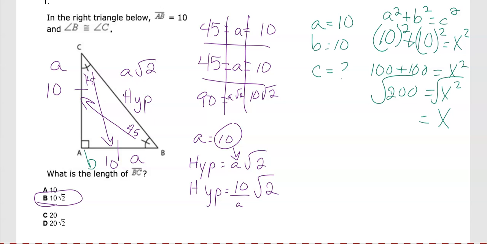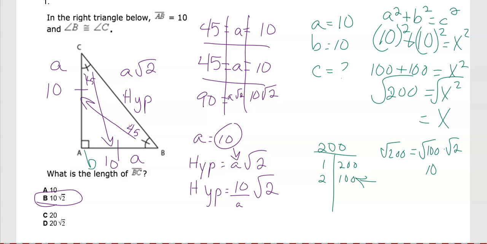But to simplify the radical, remember we take 200 and we're going to factor it. 1 and 200, 2 and 100. I know my perfect square, so I'm going to stop here. So the square root of 200 is equal to the square root of 100 times the square root of 2. Square root of 100 is 10. Square root of 2 is square root of 2. So 10 square root 2. So we're going to go ahead and do the next one.